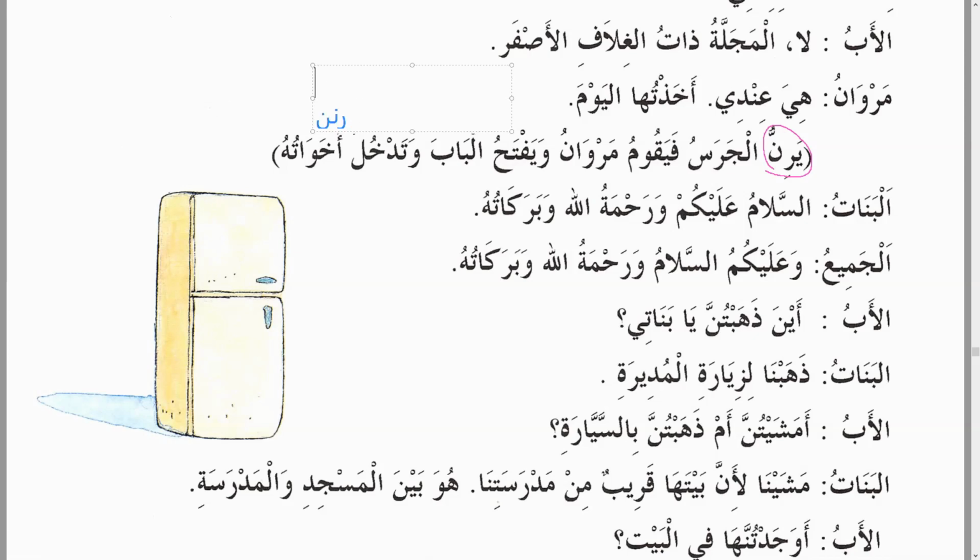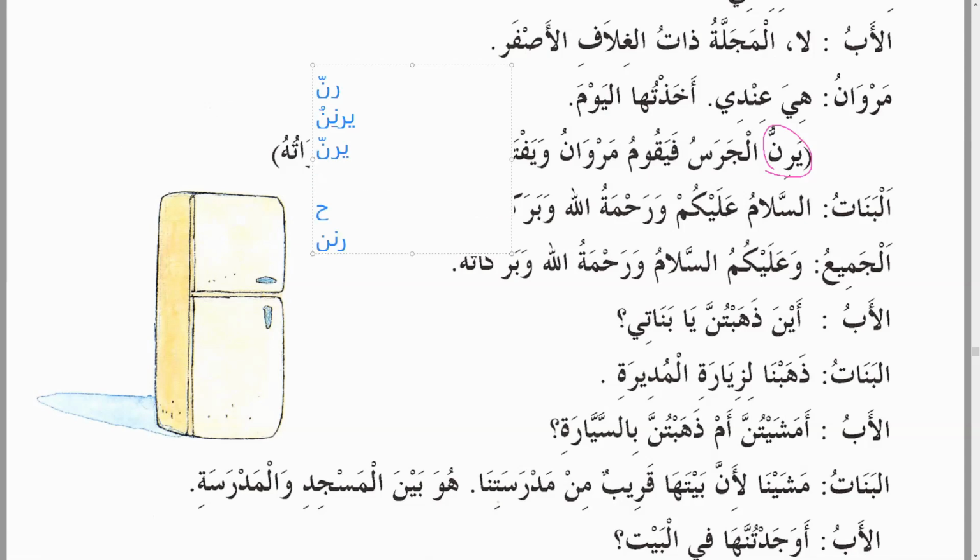Ranna is to ring. Ranna, like this. And the mudare was also yafalu, yarninu. So what they did was they joined it: yarinnu. The kasra they transferred to the ra. Yarinnu. Ranna yarinnu. Bab daraba, that's why daraba yadribu. Ranana yarninu, so it became ranna yarinnu.